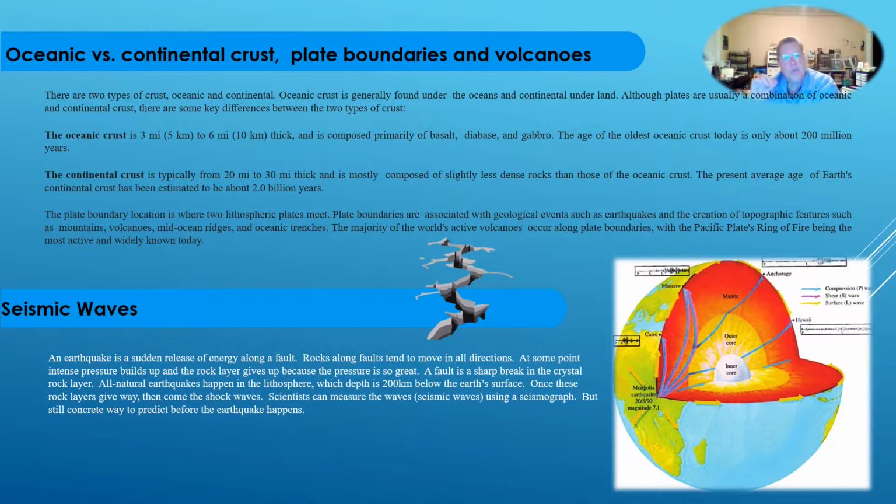Now, all natural earthquakes happen in the lithosphere, which reaches a depth of 200 kilometers below the Earth's surface. Once these rock layers give way, then come the shock waves. Scientists can measure the shock waves, seismic waves, using a seismograph, but there is still no concrete way to predict when an earthquake is going to happen. That's an unfortunate part about that.